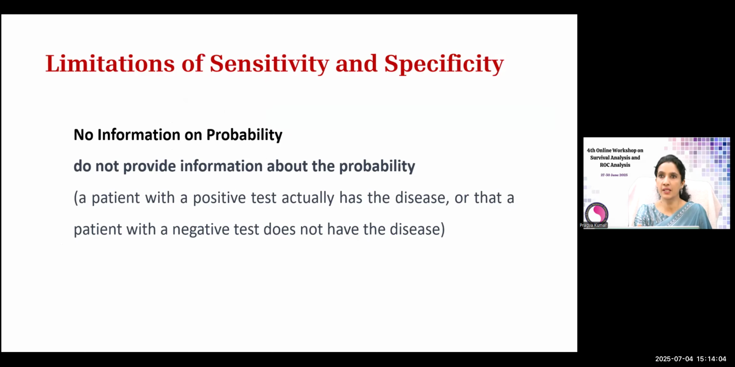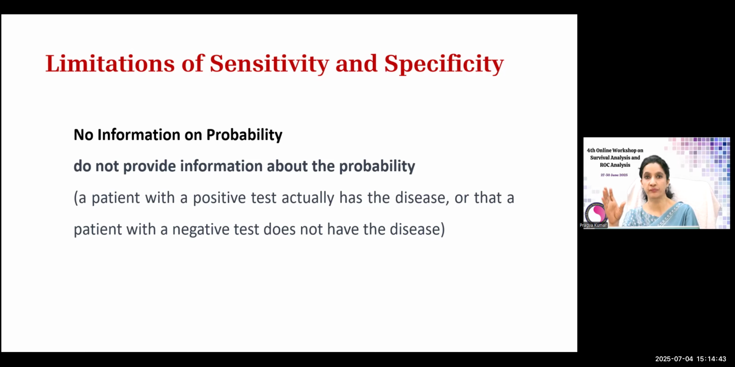So what is the limitation? Yes, there's a limitation of sensitivity and specificity, because they do not provide any information on probability. So what is a probability? Probability means if the patient comes to me with a test, can I say that he is having the disease or not? Because for a clinician, whether I should treat the patient, whether I should start the treatment, depends on this context.